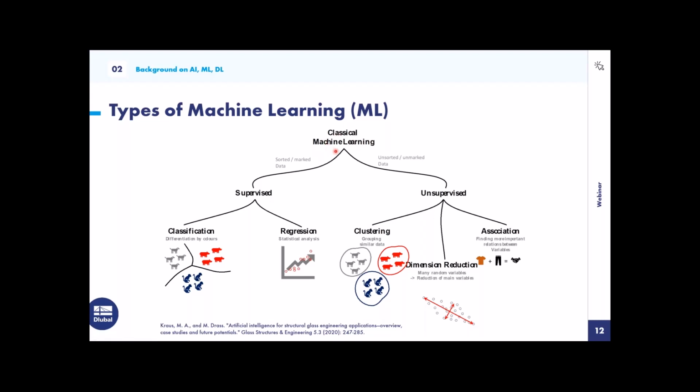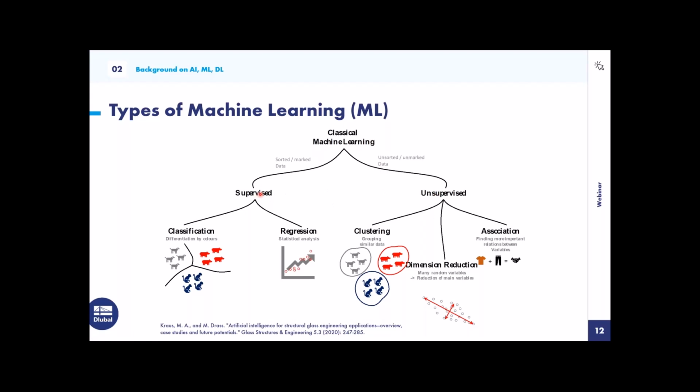So let's start with machine learning, which is the older family of AI methods. Machine learning is distinguished into two main categories of algorithms, and the distinguishing factor of the algorithms is the data you have. Depending on the nature of the data, they are called supervised or unsupervised machine learning algorithms.